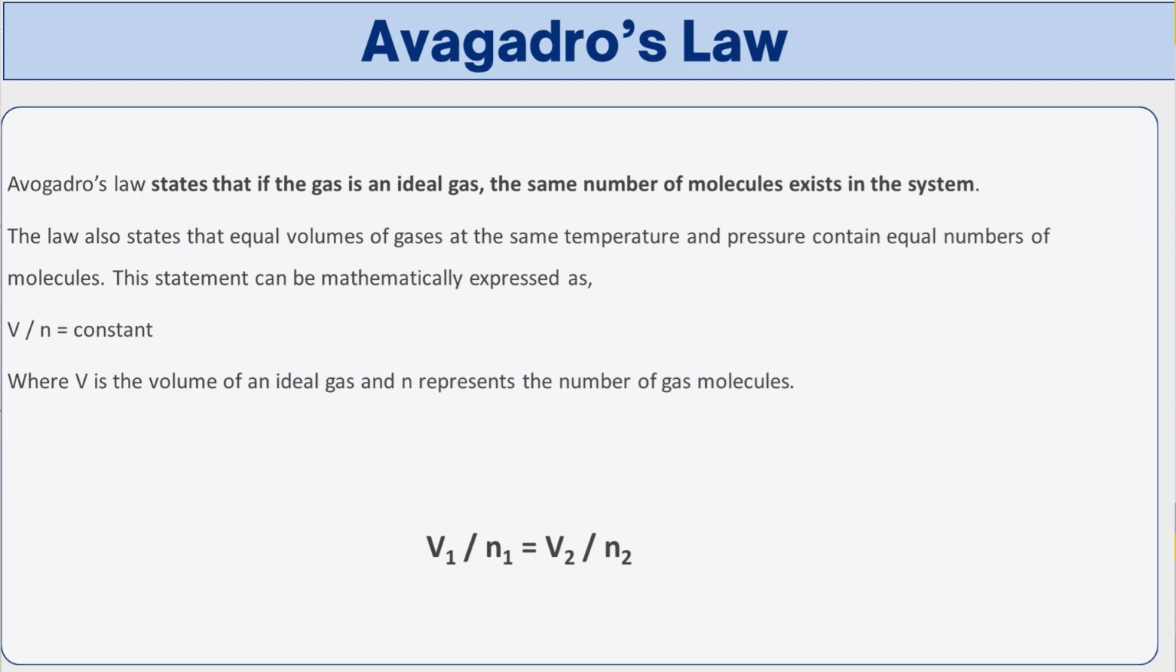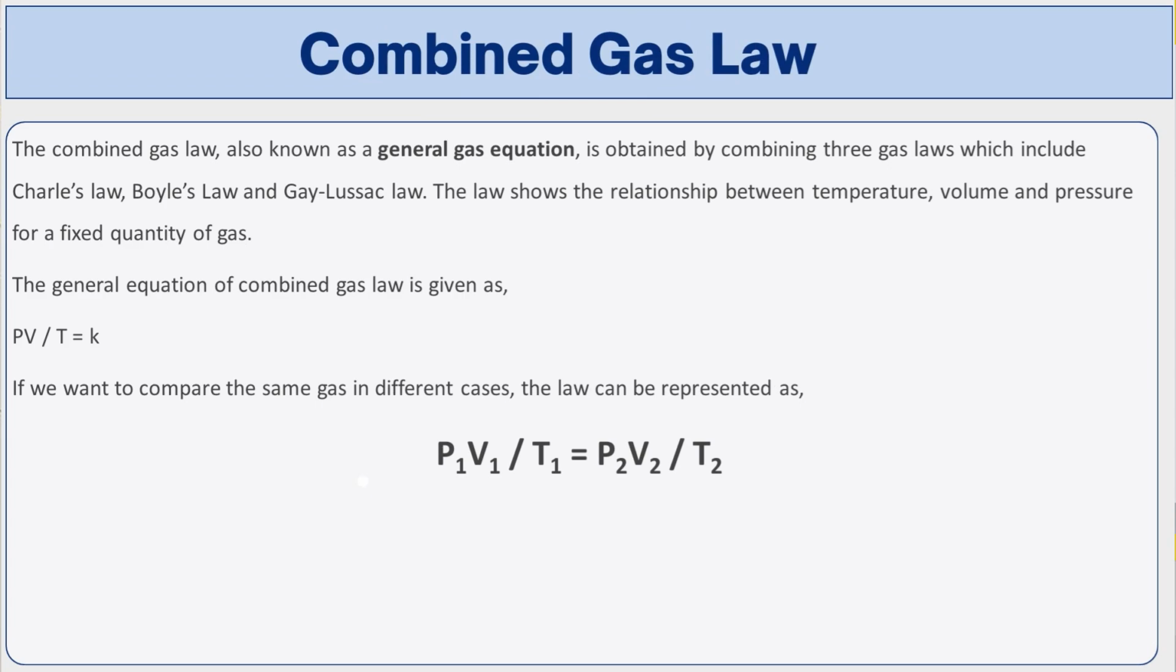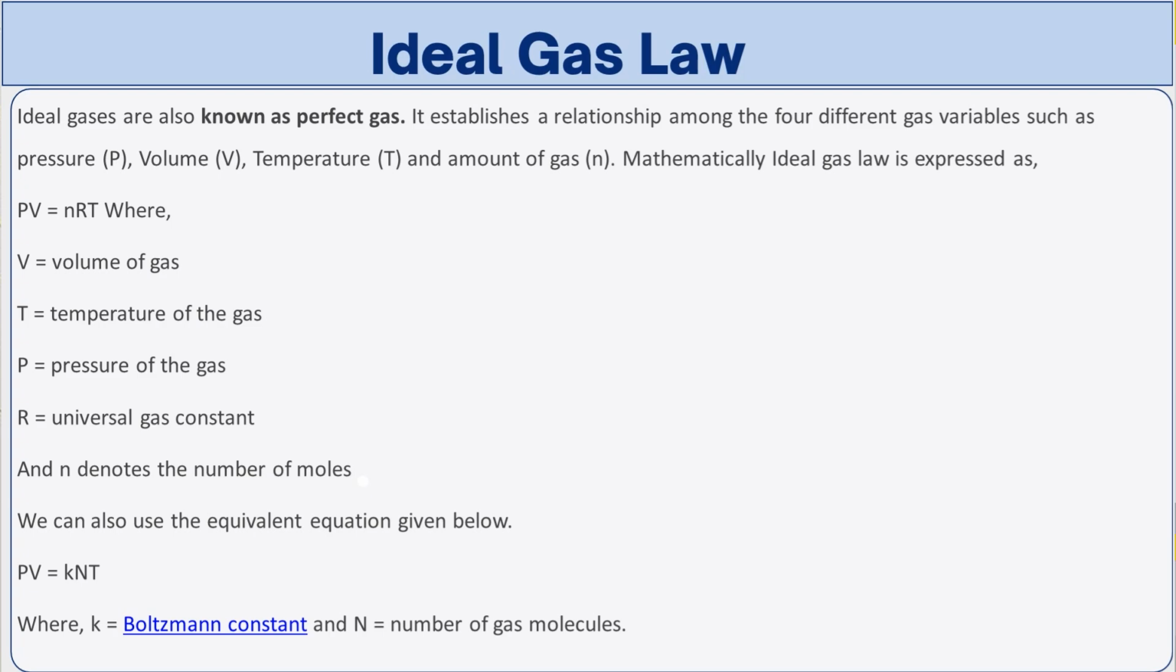The combined gas law states that by combining three gas laws, which include Charles's, Boyle's and Gay-Lussac's law, the law shows the relationship between temperature, volume and pressure. We can write it as PV by T equals K. And the last one is the ideal gas law, which is also known as the perfect gas law. It establishes a relationship among four different variables: pressure, volume, temperature and amount of gas, that is n. We have the relation PV is equal to nRT, and we can also use the equivalent equation PV is equal to NkT, where k is the Boltzmann constant and N is the number of gas molecules.